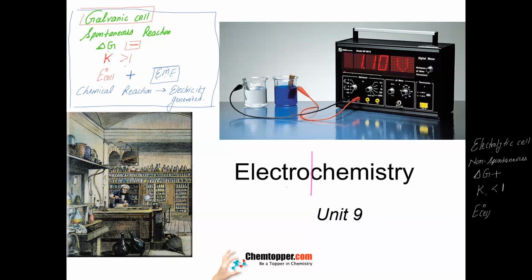So what are you expecting? E cell will be positive or negative? Negative. Yes, Kiki, very good. E cell is negative. And now can you generate electricity? No. So what are you doing? Using electricity to carry out a chemical reaction.